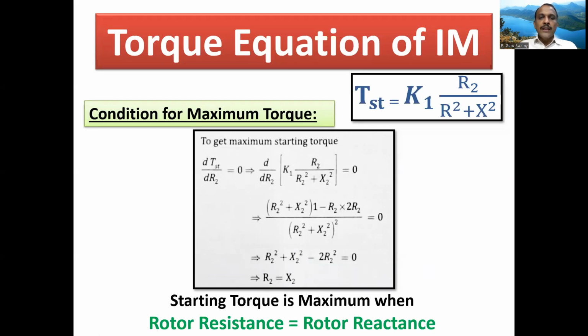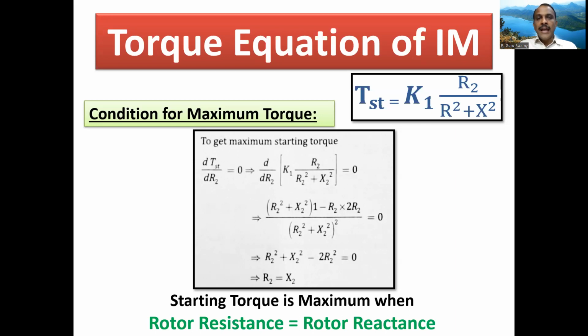Now we are going to derive the condition to get the maximum starting torque. I take this value, differentiate it with respect to R2 and make it equal to 0. When I differentiate, I use the u by v formula: v into differentiation of u minus u into differentiation of v, divided by v square, the denominator square. Doing the mathematical calculations, the condition for maximum starting torque is R2 equal to X2. R2 is the resistance of the rotor and X2 is the reactance of the rotor. Those two things should be the same.